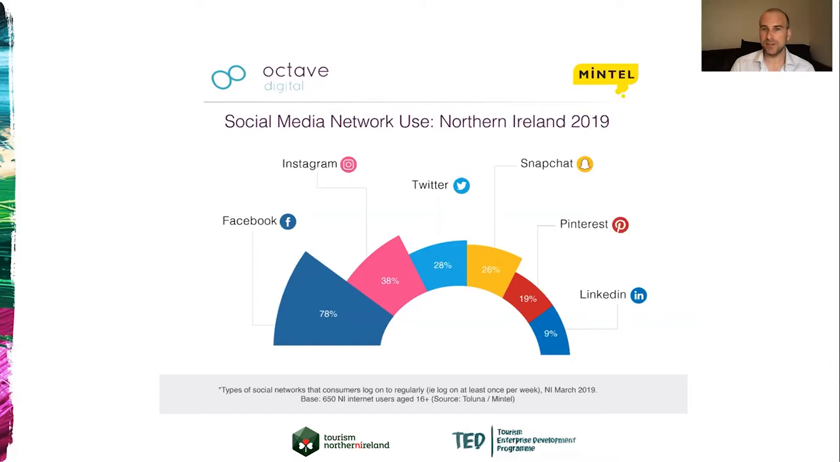And last but not least, we have LinkedIn. And LinkedIn is the main social media network for professionals, and very, very important for people in the business-to-business sphere. So that's the overview of social media network use in Northern Ireland. And there's also a new arrival on the scene in terms of TikTok, which has grown rapidly in the last couple of months to be one of the main social media networks that younger people are using as well.